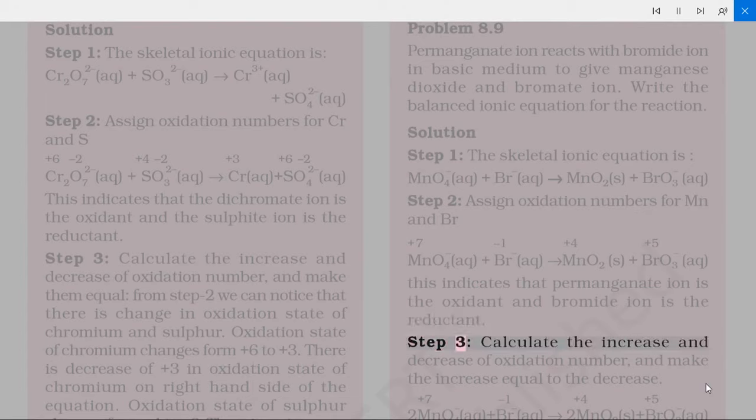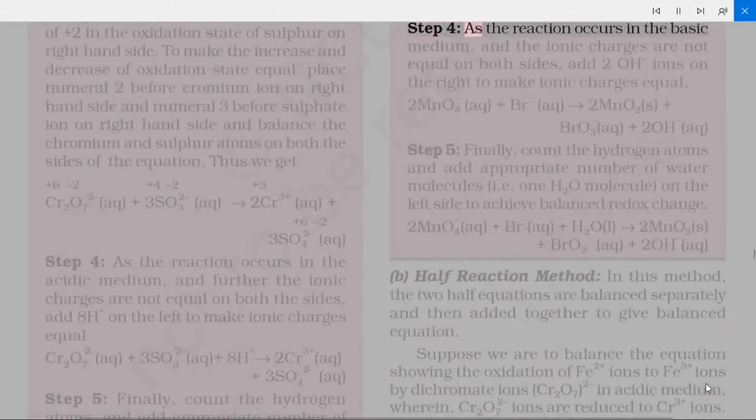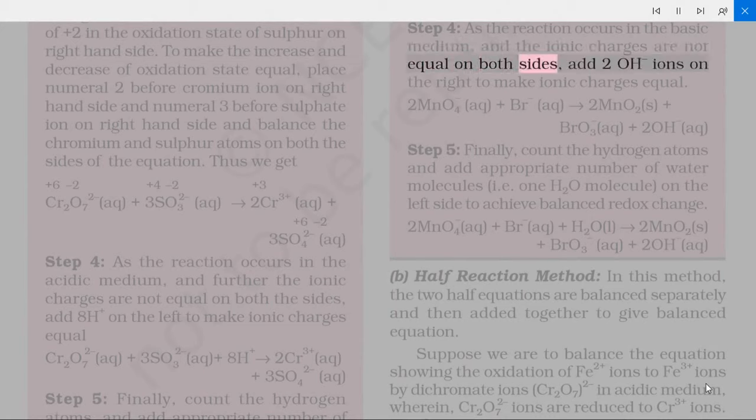Step 3. Calculate the increase and decrease of oxidation number, and make the increase equal to the decrease. 2 MnO4^- + Br^- → 2 MnO2(s) + BrO3^-. Step 4. As the reaction occurs in the basic medium, and the ionic charges are not equal on both sides, add 2 OH- ions on the right to make ionic charges equal.